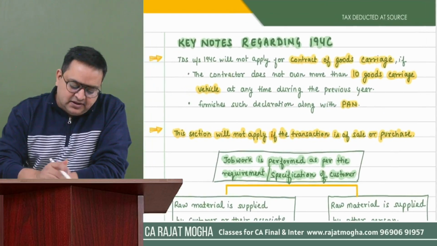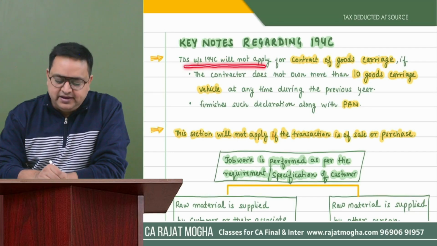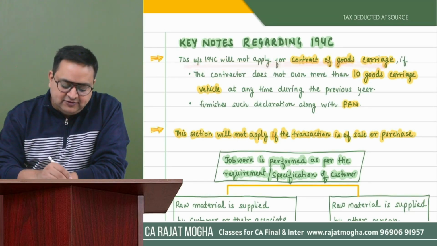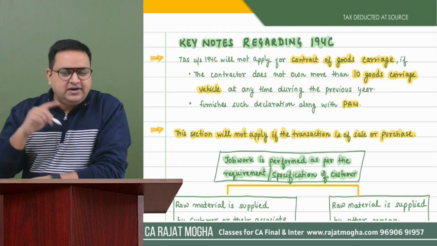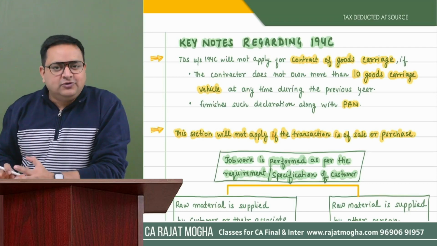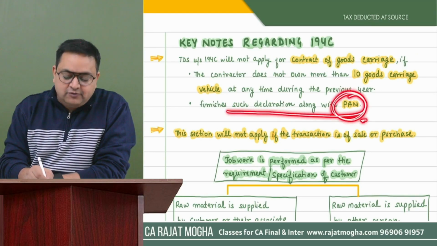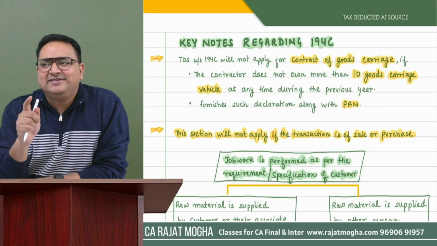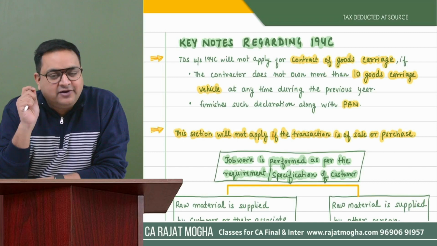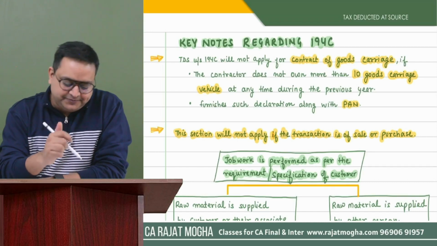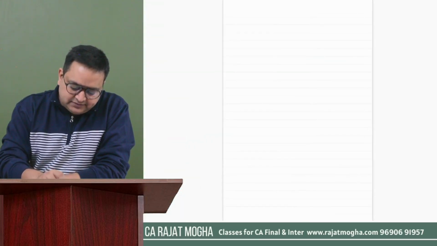So here it is mentioned. Keynote regarding 194C. TDS under section 194C will not apply for a contract of goods carriage if the contractor does not own more than 10 goods vehicles at any time during the previous year, and he gives a declaration to such effect that I don't own more than 10 goods vehicles. Second thing is that he furnishes such declaration along with PAN number. But if he does not furnish his PAN number, then in that case we are going to deduct TDS at a rate of 20%, right? One more thing I would like to mention here regarding 194C.